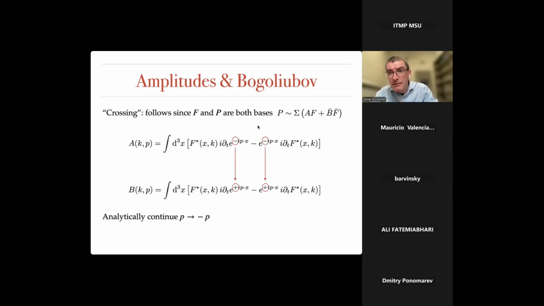Notice that the expression for B, which is obtained from the same sort of logic, corresponds to the expression for A, but just by flipping the signs of these exponential factors here. And you can view this as an analytic continuation from P to minus P, which is, I guess, in some way analogous to the usual crossing we do in quantum field theory. It's not the same, but it's analogous. There's some analytic continuation from a momentum vector that drags a particle from the past into the future.